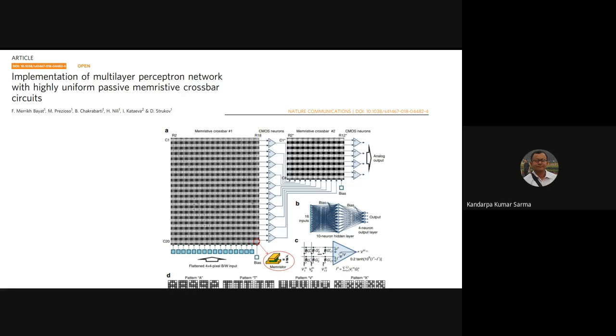So here is one such work, very well written, very well documented, and the work is sound, very sound. The practical work is quite sound.